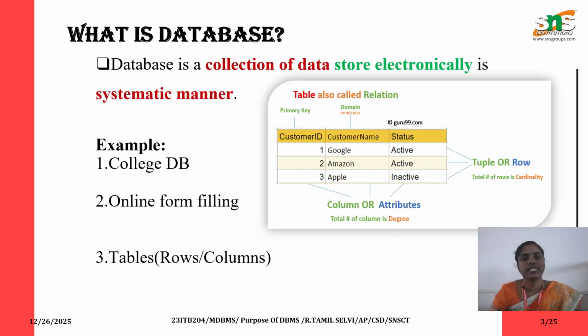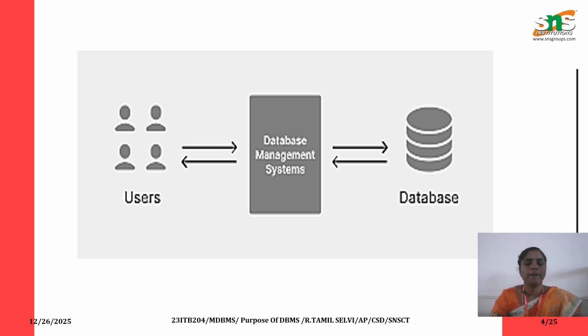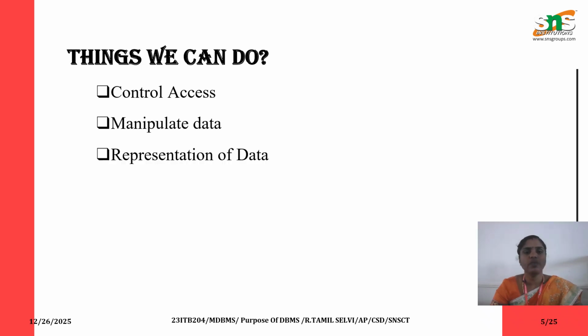Next one, database. A database is a collection of data that is stored electronically in a systematic manner. For example, a college database is a collection of data that is stored electronically. And as a second example, you can consider the application of online filling. All the data are stored in the form of tables, that is, a combination of rows and columns. So simply, if the user wants to interact with the database, they have to use the DBMS concept. What are the things we can do with the DBMS? We can control the access, we can manipulate the data, and we can represent the data using the DBMS concepts.